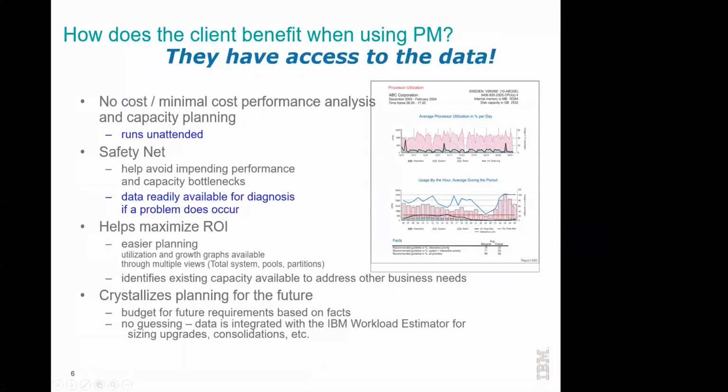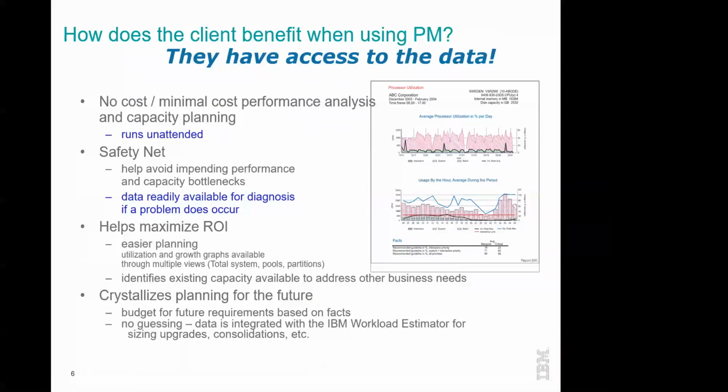What are the benefits when you are using PM? No cost or minimal cost performance analysis and capacity planning. It runs unattended, so you don't have to be watching anything. The data is readily available for diagnosis if a problem does occur. We keep 25 months of history in IBM. So if you have been sending data, you can get the history for the last 25 months. If some problem happens on your server, you can log into the PM website and check the reports all the way back 25 months and see what was going on with the system. And also it helps maximize ROI and provides personalized planning for the future.